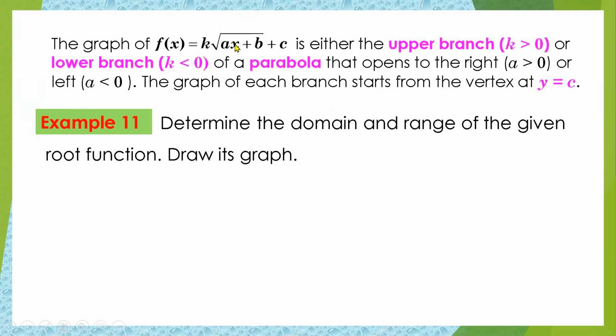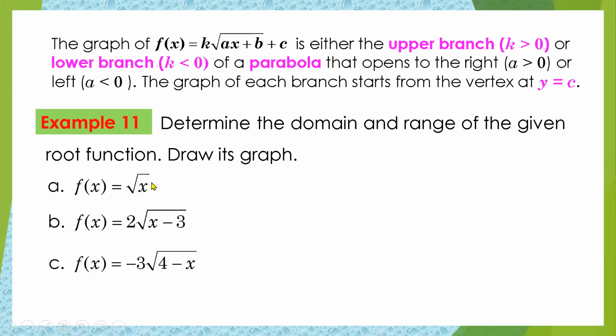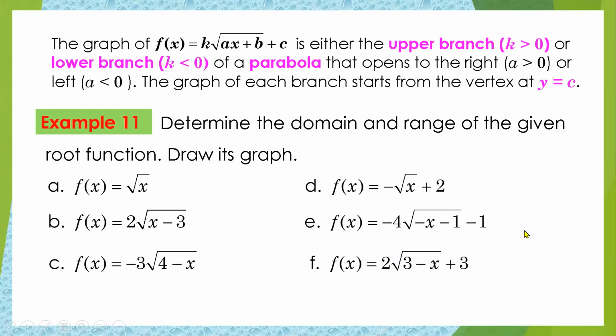Actually, the 0 of this is the vertex. Where this becomes 0, what is x? Then the partner is c. This is square root. This is 2 times square root of x minus 3. Actually, this is a special case of the first that we had, no? So it happens that it's a parabola.